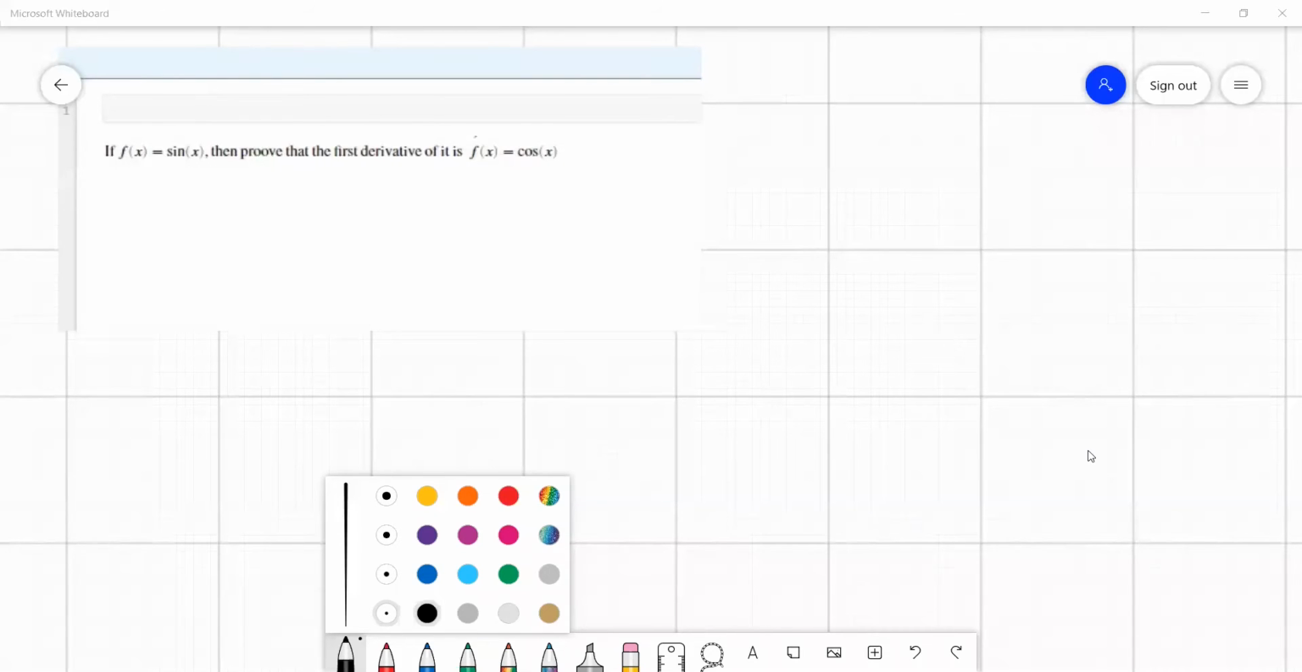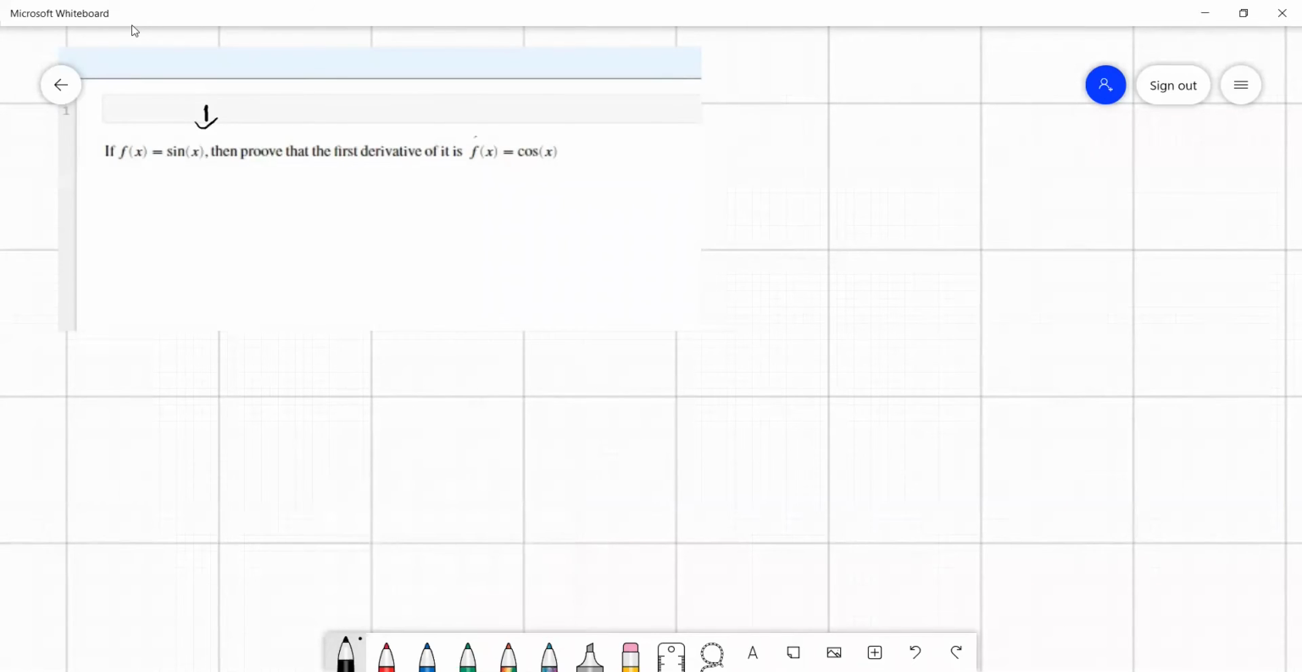All right. Hello, guys. Today, I want to talk about a very weird question I once got on an entrance exam. The question is basically saying that if f of x equals sine x, then prove that the first derivative of sine x is cosine x. And that really made me think about this question a lot. So I'll really quickly tell you what I did and what was my thought process.